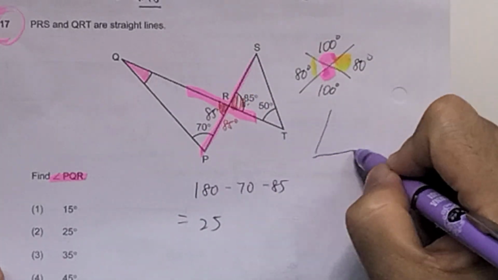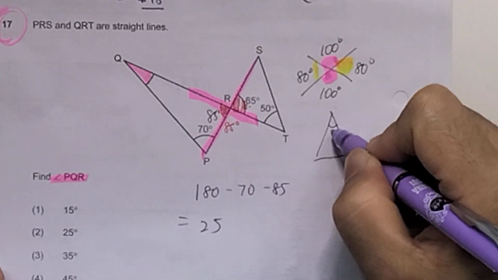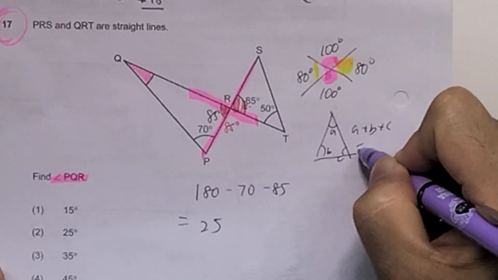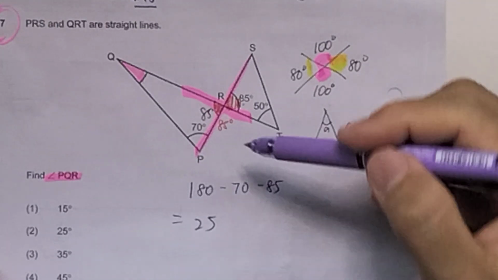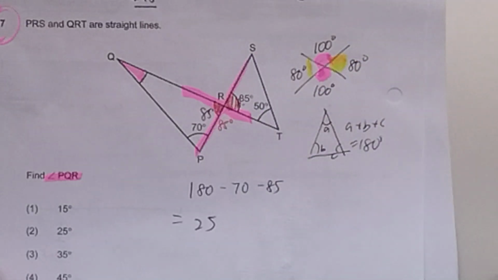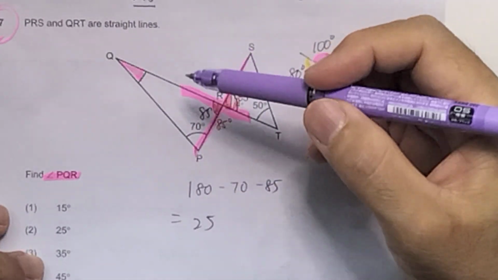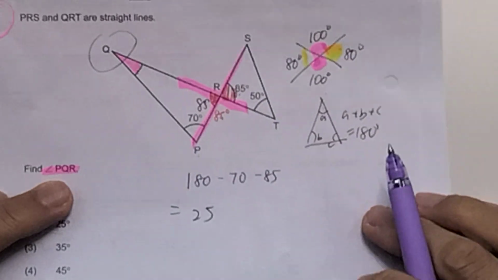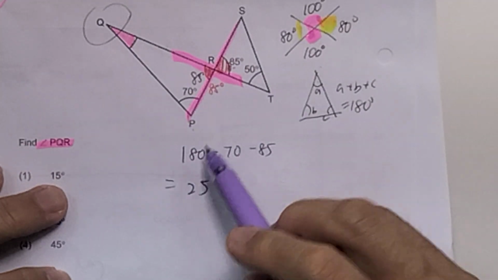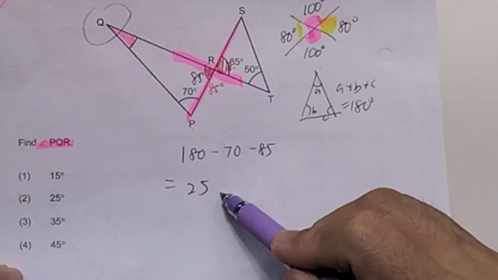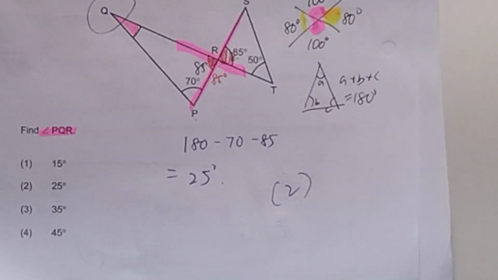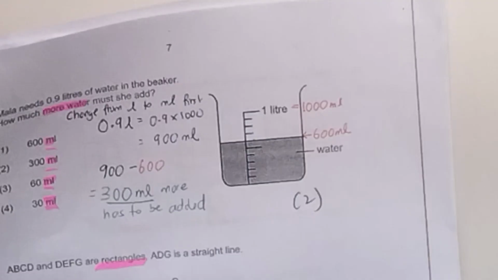And the sum of angles in a triangle, if you add A plus B plus C, you will always get 180 degrees. Therefore, you add these 3 angles, you get 180 degrees. So, to find angle PQR, which refers to this angle, I'll use 180 subtracted with these 2, and I'll get 25 degrees. The answer is therefore 2.